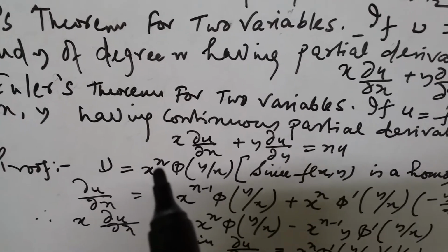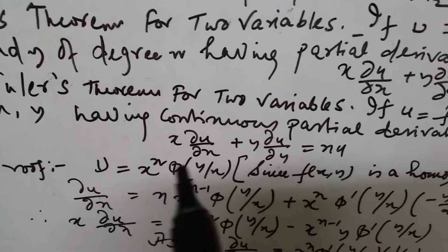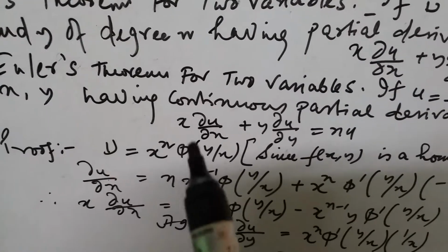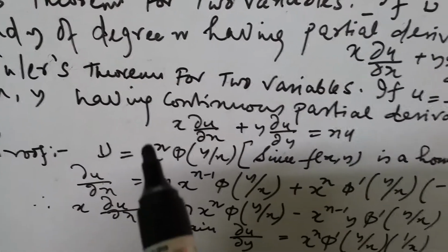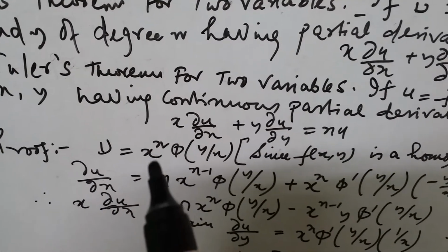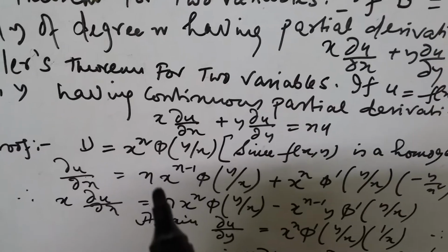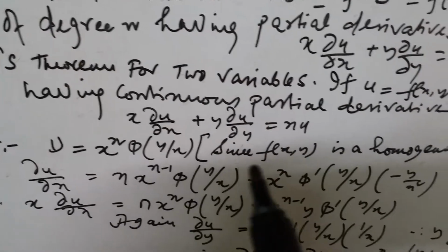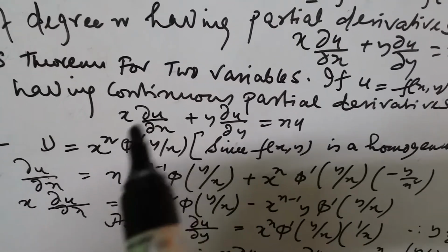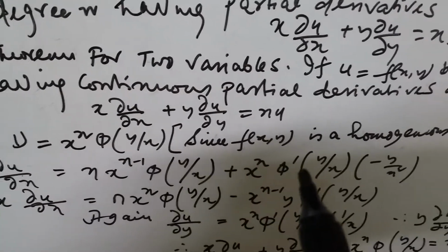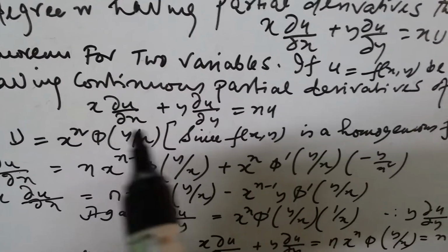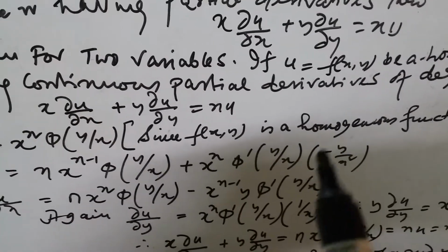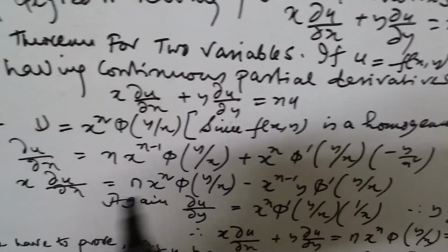Let u equal to x to the power n phi(y by x). U can be written like this because it is a homogeneous equation of degree n. So del u by del x, the partial derivative with respect to x, is n x to the power n minus 1 phi(y by x) plus x to the power n phi dash(y by x) times the derivative of y by x, which is minus y by x square.